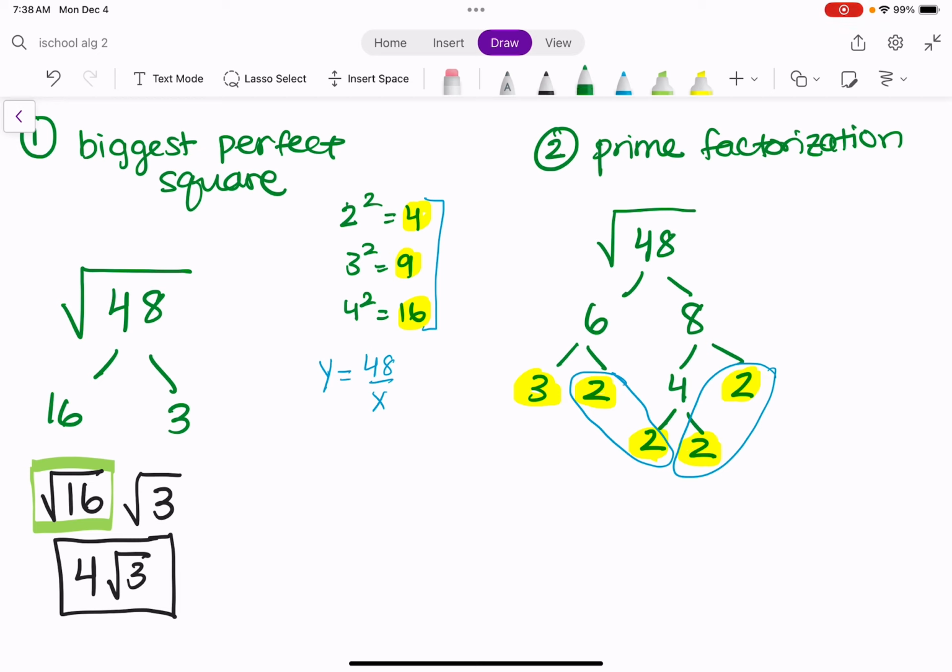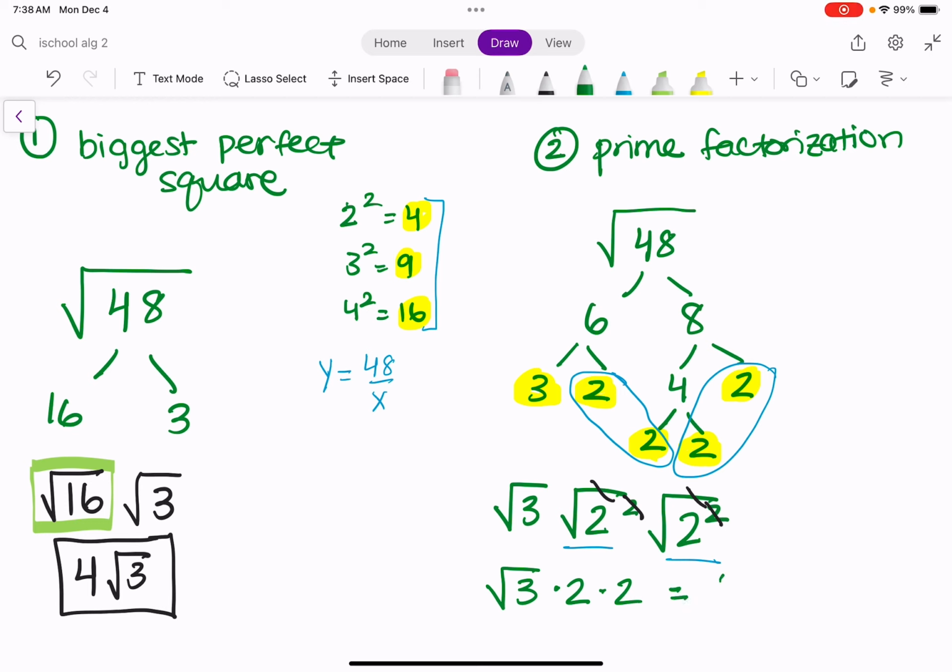So I can actually rewrite this as the square root of 3, the square root of 2 squared, and the square root of 2 squared, right? These are my doubles. These are what I circled. Now, if you remember, when you square a square root, it actually cancels out the square root. So we have the square root of 3, and then we have 2 times 2. Now 2 times 2 is 4, so we have 4 square root of 3. And that, as you see, you get the same answer.